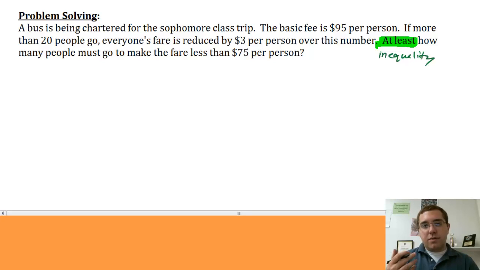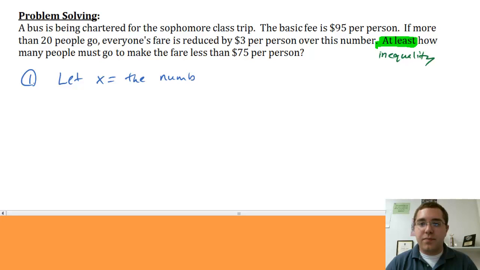So we know the 4 steps to solving a word problem. Let's start with step number 1, and let's define our variable. Well, we are interested in the number of people, so we're going to let x be the number of people on the trip. Let x equal the number of passengers, the number of total people on the trip.